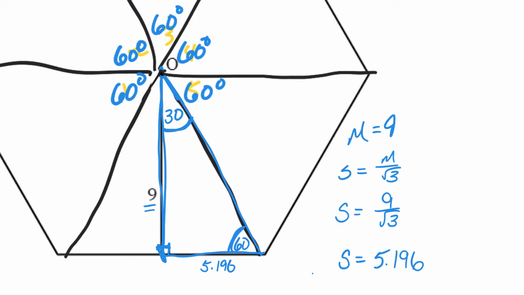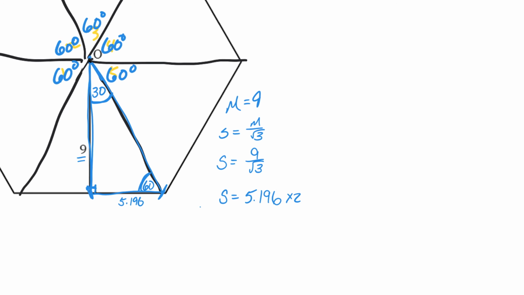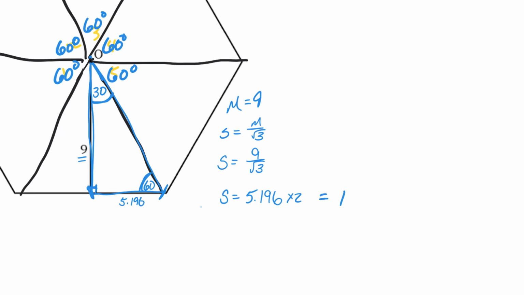And remember, this is only from here to here, so if I'm looking for the other side, what I have to do is double that number. And when I double that number, I get 10.3923 if we keep doing decimal places there. So what that means is each of these sides is 10.3923.